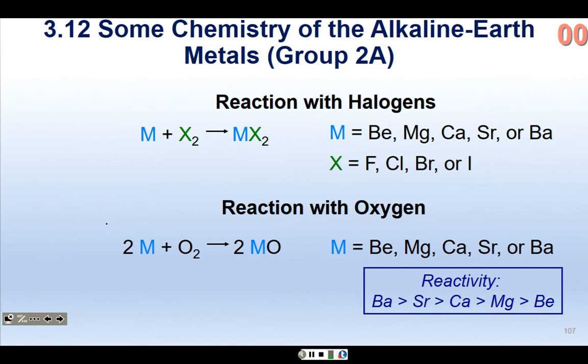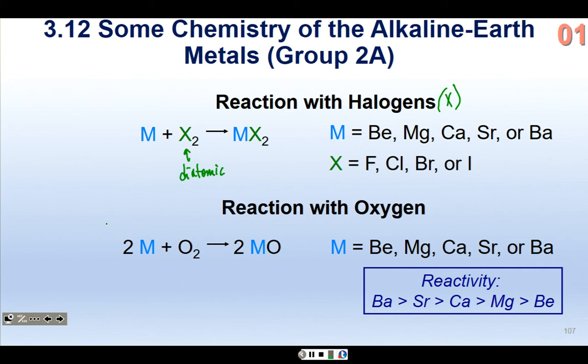So a reaction with a halogen for a group 2A element. Well, what should we have here? Group 2A elements, being beryllium, magnesium, calcium, strontium, or barium, could react with any of the halogens. Remember again that the halogens are X, and that would be fluorine, chlorine, bromine, or iodine, which always occur in pairs, as diatomic elements. Got to remember those. We're going to run into them that way every time.